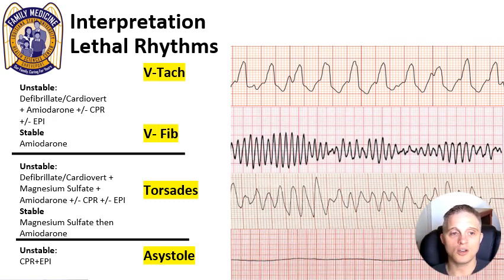You're not going to cardiovert this. I put this in here to talk about it. There's nothing to synchronize to this, so you're going to defibrillate. And then amiodarone, CPR, epi, and your H's and T's if you're undergoing that route. Asystole, they're unstable. No one can be alive with asystole, and so you're going to do CPR and epinephrine and your H's and T's.